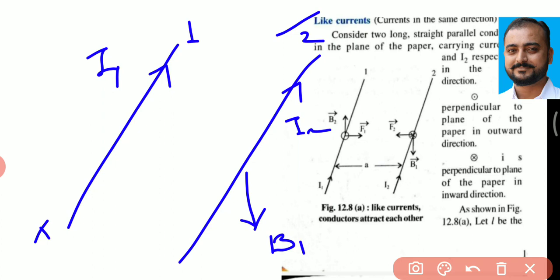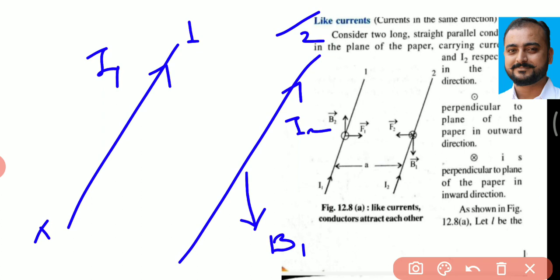Understood what I say? When the current carrying conductor 1 carries a current through it, at that time conductor 2 experiences the magnetic field due to the first. So by applying the right hand thumb rule to conductor 1, we say that the magnetic field produced on conductor 2, or the magnetic field conductor 2 experiences due to the first, is represented as B1.